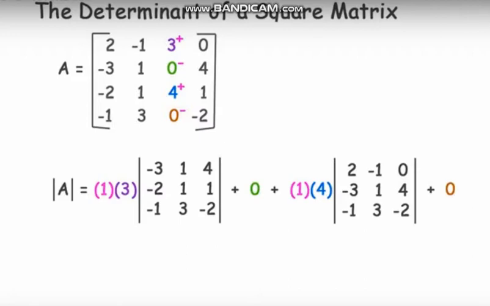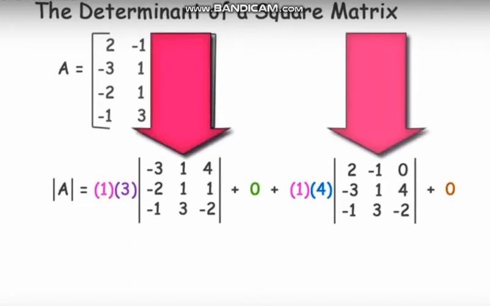But wait, these determinants are 3x3s, so we need to use the same method, which is actually called expansion by cofactors, to calculate each of these 3x3 determinants. You should push pause and crank through each of the 3x3 determinants yourself.